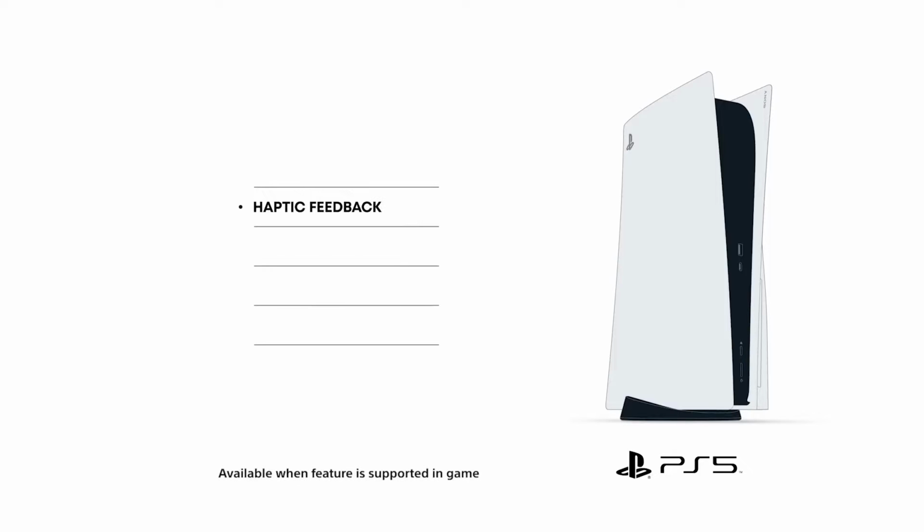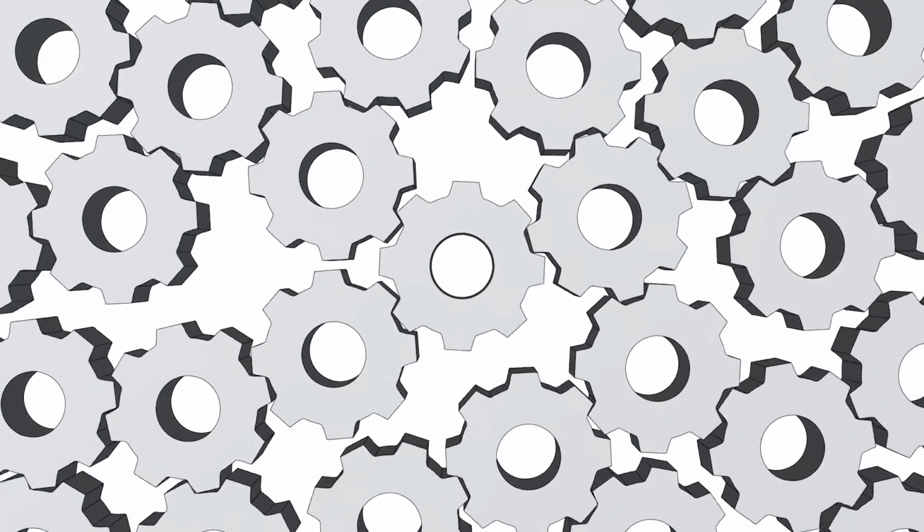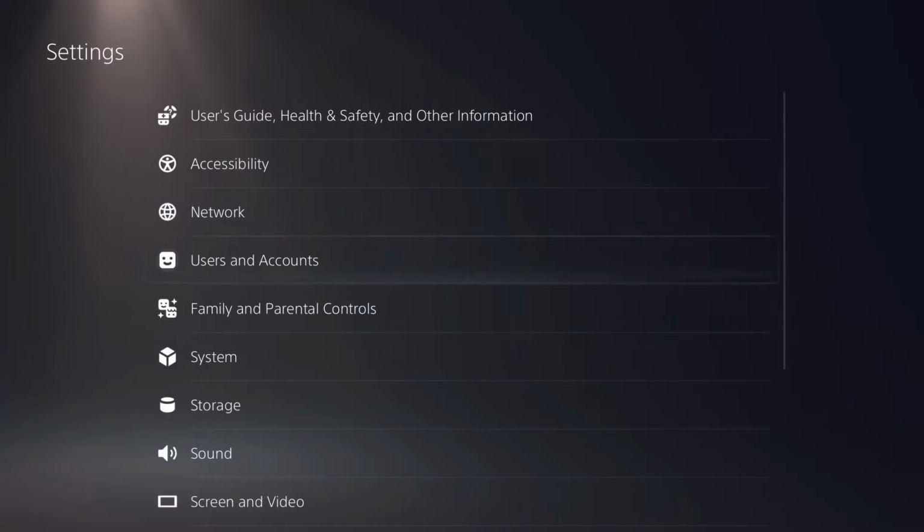Did you know your PlayStation 5 console has many new features, such as haptic feedback, adaptive triggers, 3D audio, and more? In this video, we'll show you how to adjust a few of these settings to help maximize your PlayStation 5 experience. Once you're logged in, you'll want to navigate to the settings icon. It looks like a gear. This is where you'll be able to adjust your system settings.